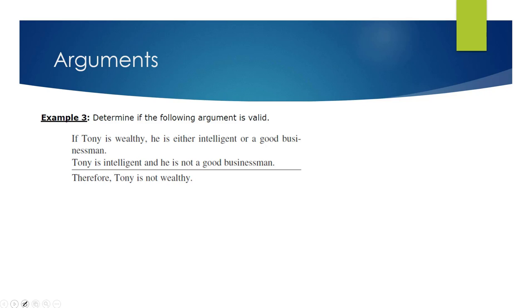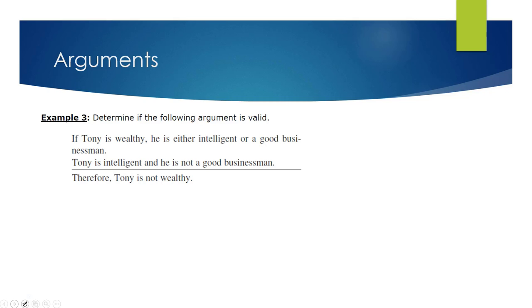So you have, if Tony is wealthy, he is either intelligent or a good businessman. Tony is intelligent and he is not a good businessman. Therefore, Tony is not wealthy. Is this a valid argument?